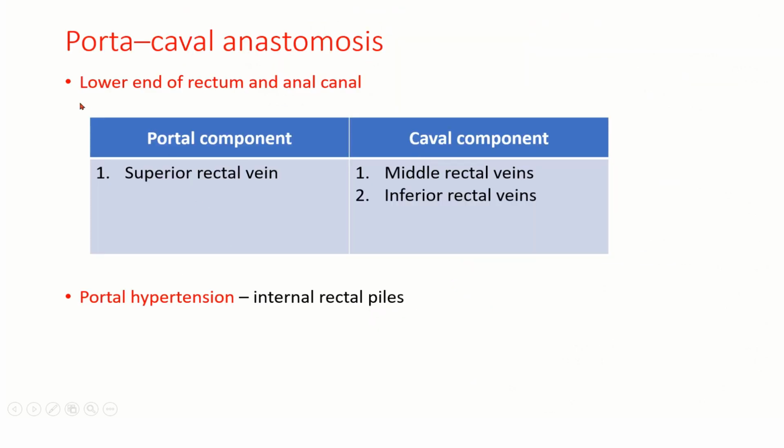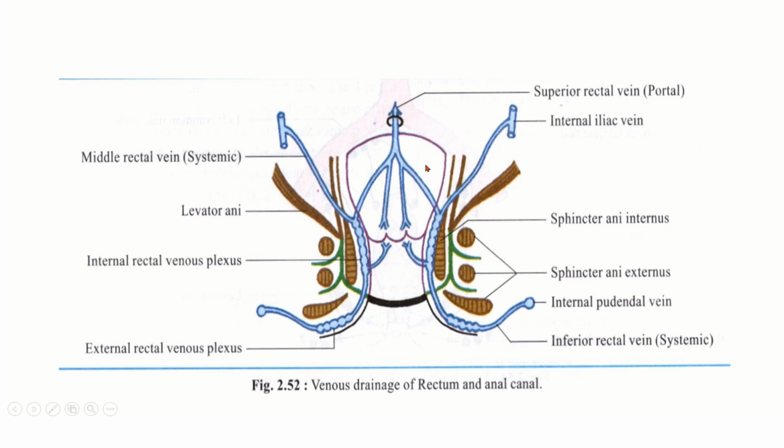Then, at the lower end of rectum and anal canal, the portal component is the superior rectal vein, and the caval component is the middle rectal vein and inferior rectal vein. So portal hypertension results in internal rectal piles. You can see here, this is the superior rectal vein, which is the portal component, and this is the middle rectal vein and inferior rectal vein, which are the caval components.